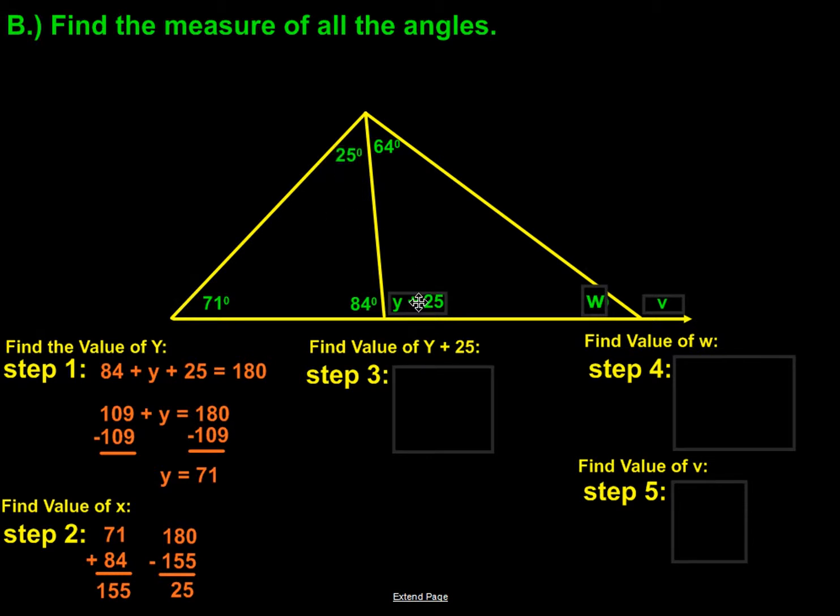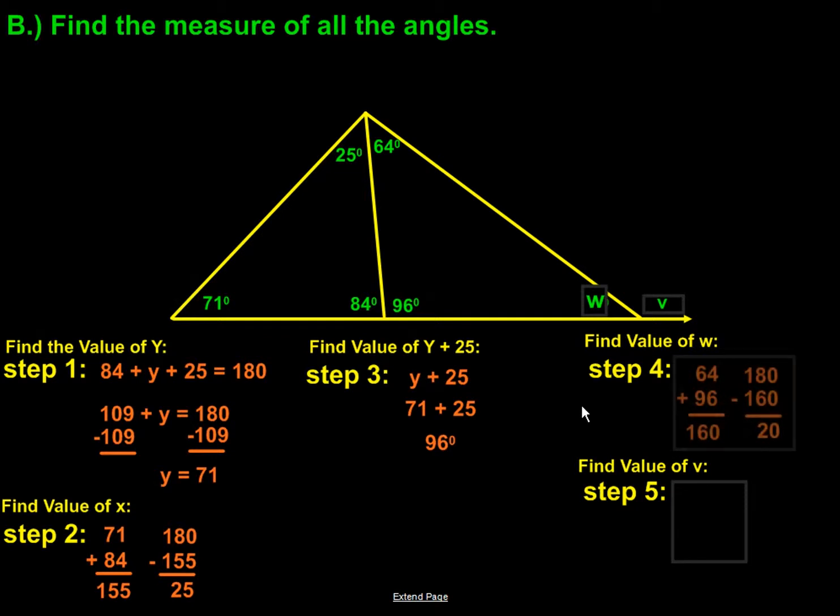Moving on, I can now also determine what y plus 25 is, because I have a value for y of 71. And so 71 plus 25 equals 96 degrees. And I can put that in. And just like before with this triangle, now that I have these two angles, I can find the third angle. I have to add them up and subtract from 180. Adding them up, I get 64 and 96 equals 160. If I subtract 160 from 180, I get 20 degrees.